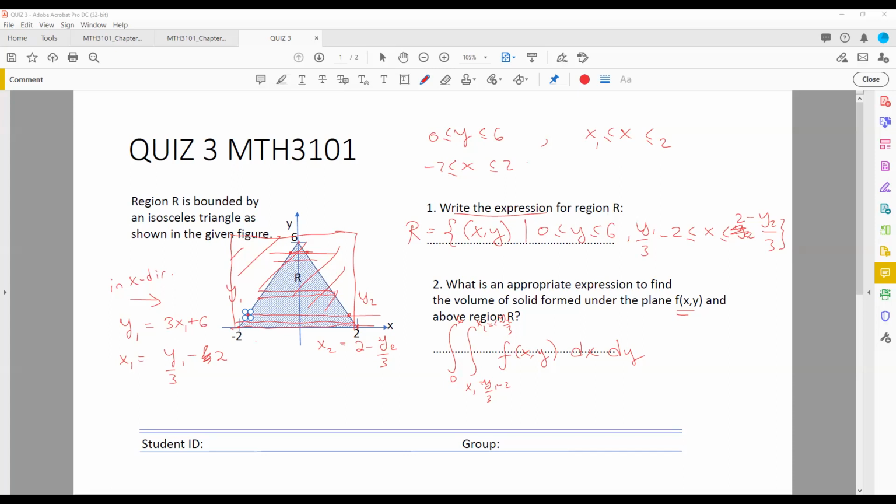Okay, saya perasan ada orang buka mic. Boleh saya boleh dengar. Doktor boleh mute kan kot? Ya, saya boleh ni.